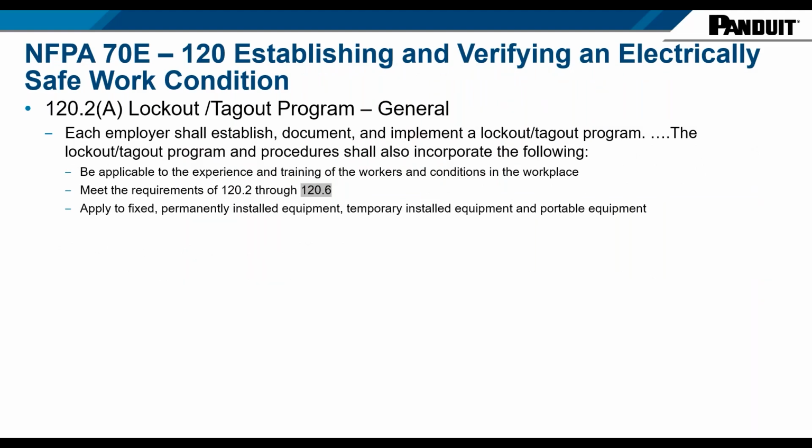Getting into section 120.2(A), the lockout tagout program. So essentially 70E is partnering with OSHA, right? You need to have a program, just like OSHA says you have to have a program that's documented and trained, and you have to roll it out to your employees. 70E also says the same thing, but they just call it a lockout tagout program. Looking at those three bullets down at the bottom, it has to be applicable to the experience and training of the workers and conditions of the workplace, right? So you do need to tailor it to your environment and your needs specifically.